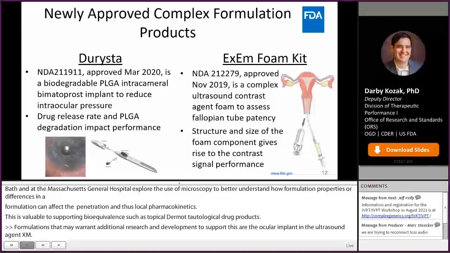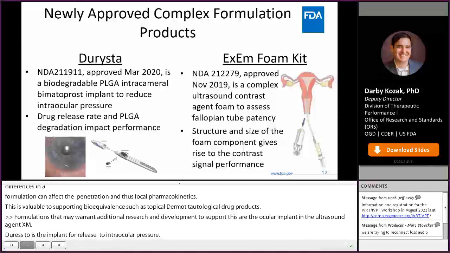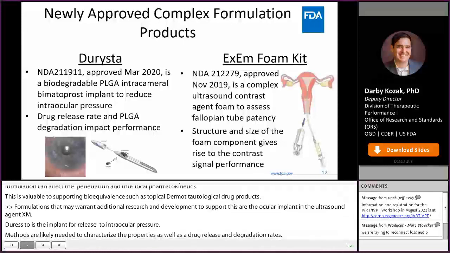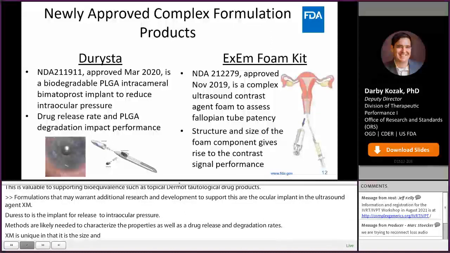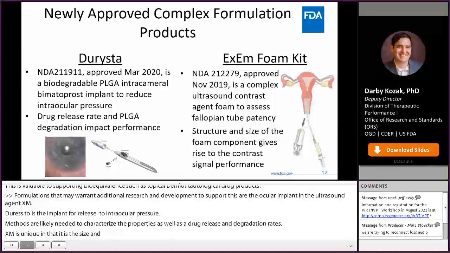Sonazoid is unique in that it is the size and structure of the foam that gives rise to the ultrasound contrast signal. Therefore, methods to measure these properties of the foam as well as response to ultrasound signal may be explored to ensure generic product equivalence.